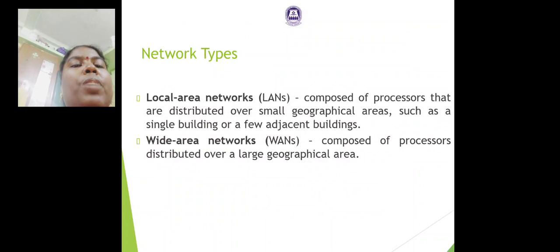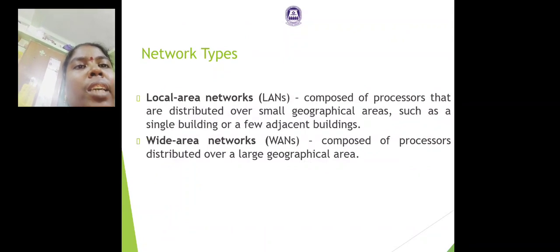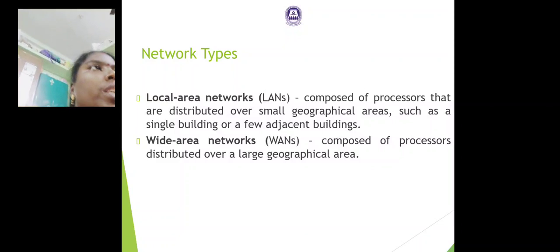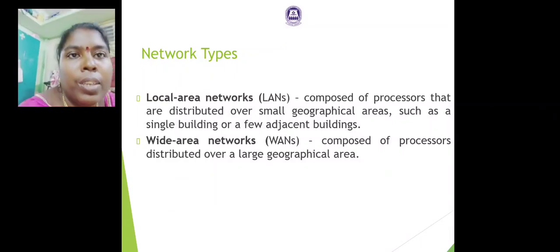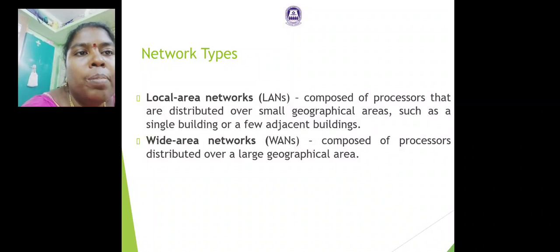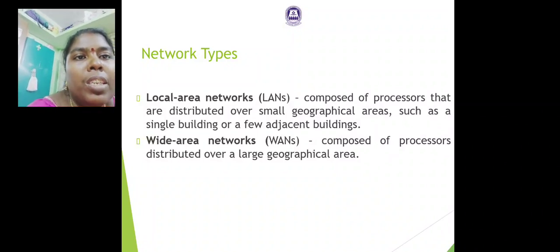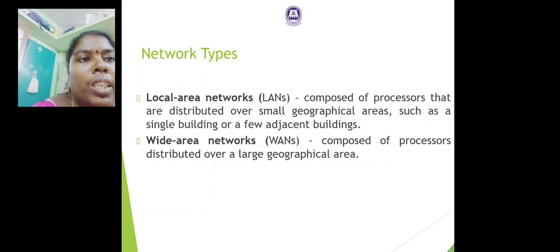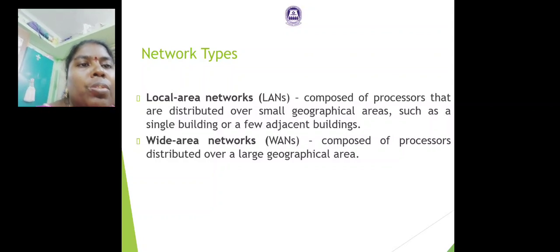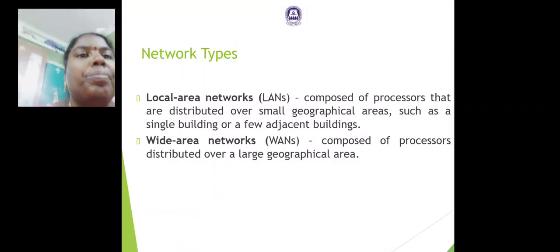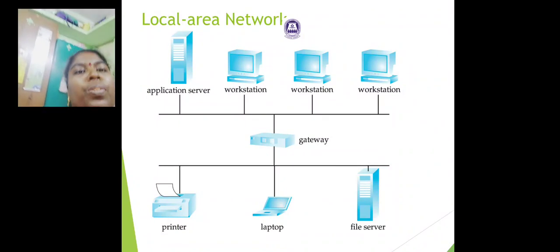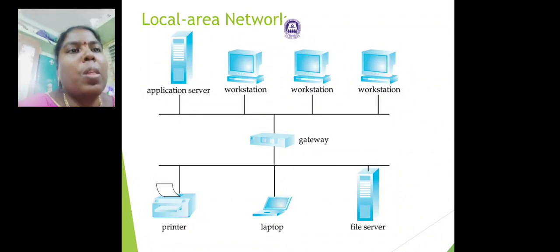The last topic is network types. We know about types of networks. Basically we have local area networks, wide area networks, and metropolitan area networks. In this topic I specify local area networks and wide area networks. A local area network covers small geographical areas. A wide area network is distributed over a large geographical area.